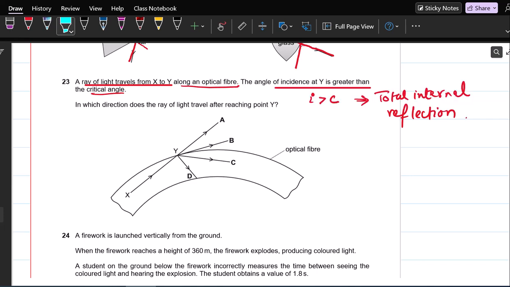Angle of incidence at Y, here we have Y, is greater than critical angle. So this path is going to be which one? This ray is coming, incident ray. So C is possible because where total internal reflection occurs, angle of incidence should be equal to angle of reflection.